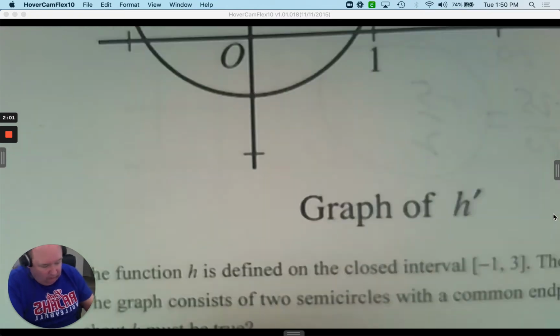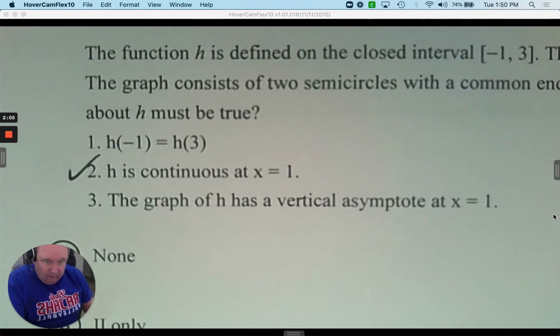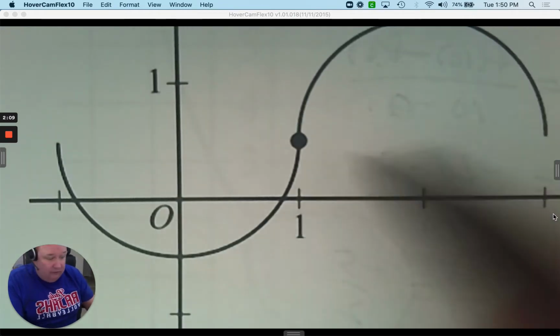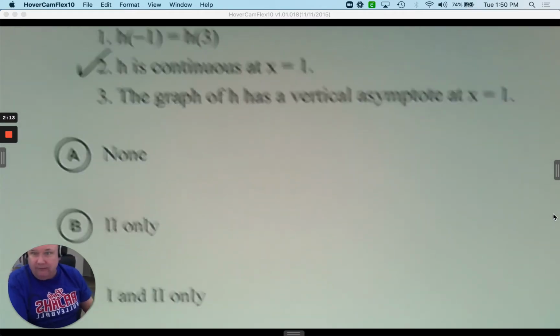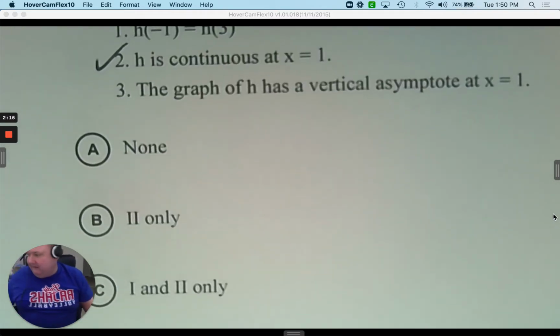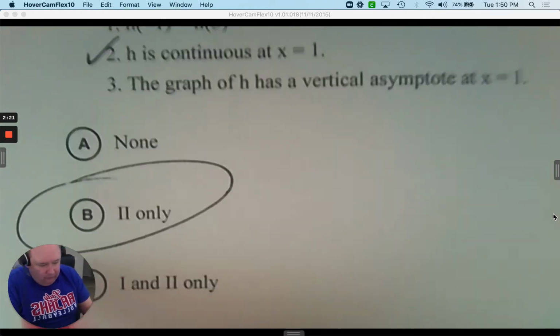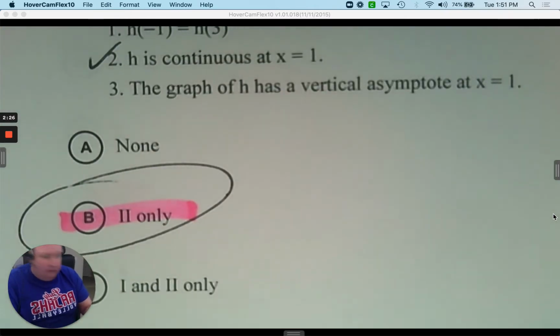So 2 is good. Number 3, the graph has a vertical asymptote at x equals 1. Absolutely not, because if there was a discontinuity, there'd be no derivative here. So the only one that's true of 1, 2, and 3 that I see is number 2. Let me check my answer key, and that's it. So if the derivative is continuous, then the function is continuous.